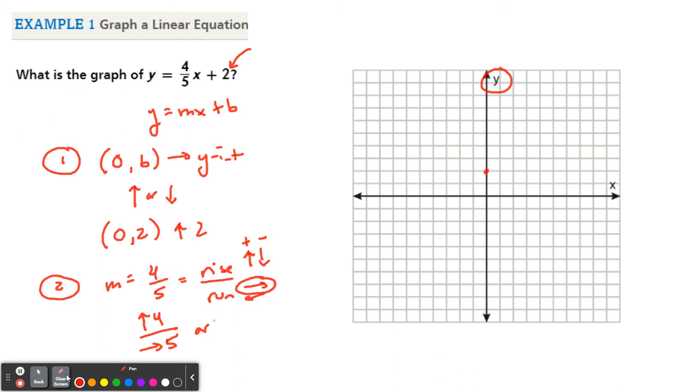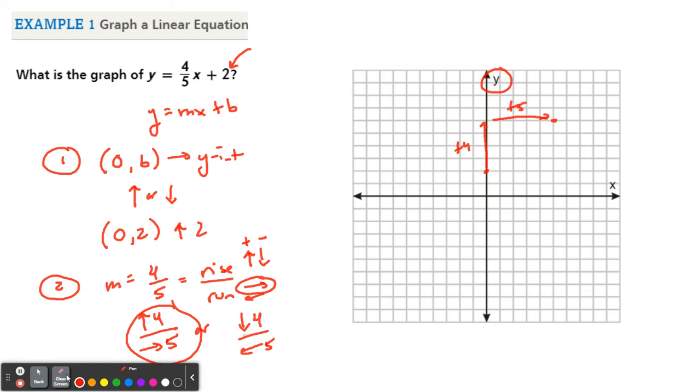You can also do this backwards. You could go down 4, and then go left 5, and I'll show you that on the screen here. But we're going to count it like this. From that y-intercept, up 4, 1, 2, 3, 4, and right 5, 1, 2, 3, 4, 5. I only really need 2 points, but again, I went up 4 and right 5. And that's how you count the slope.